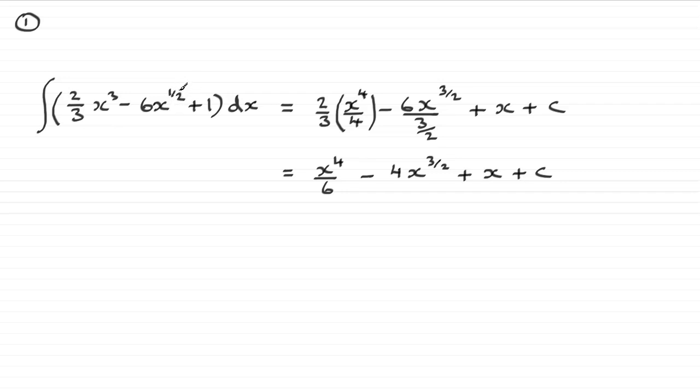For minus 6x to the half, just add 1 to the power. That's x to the power 1/2, better written as 3 over 2. Divide by the new power, 3 over 2. And then for the constant, just multiply the 1 with an x if you like. Okay, so that just gives us the x. And don't forget that constant of integration. So just cleaning this up, you should find you get these three terms plus the constant of integration. Okay?